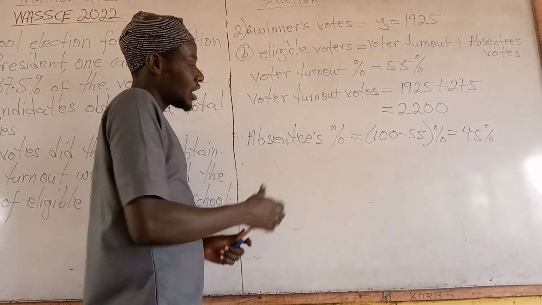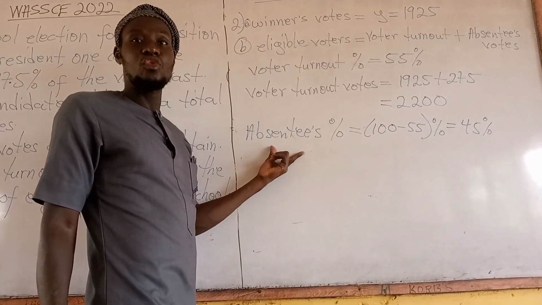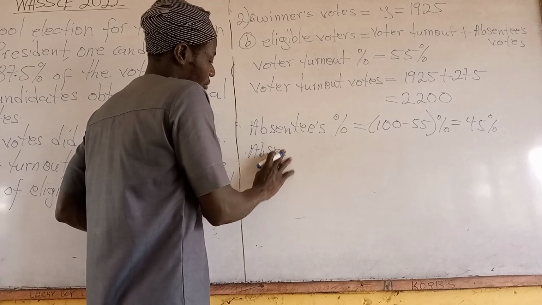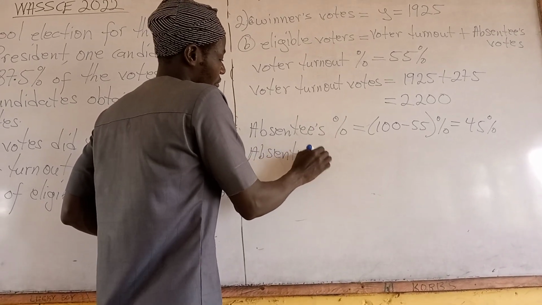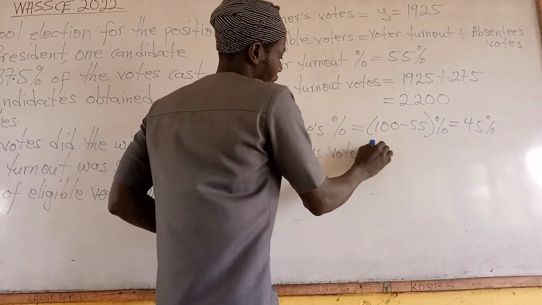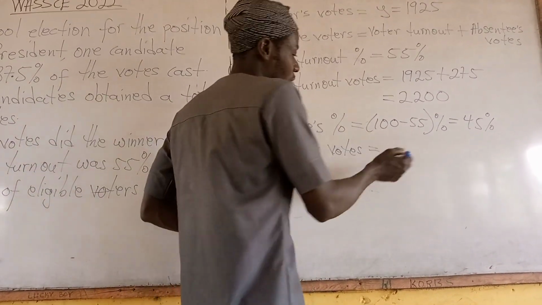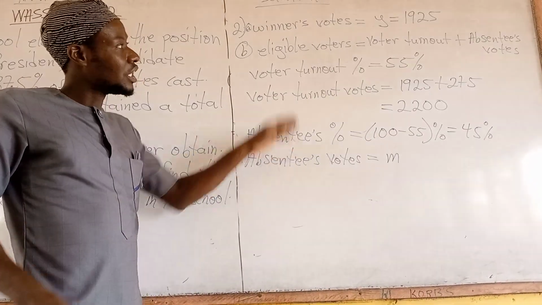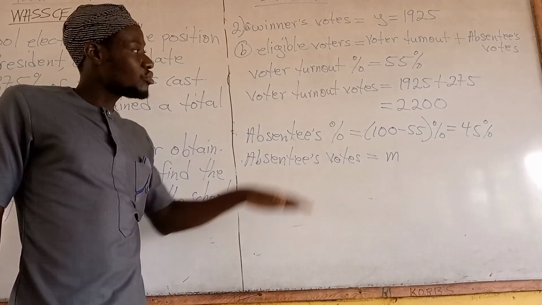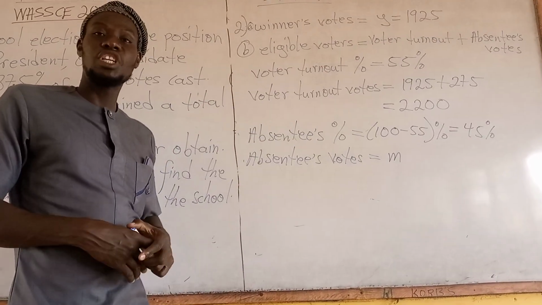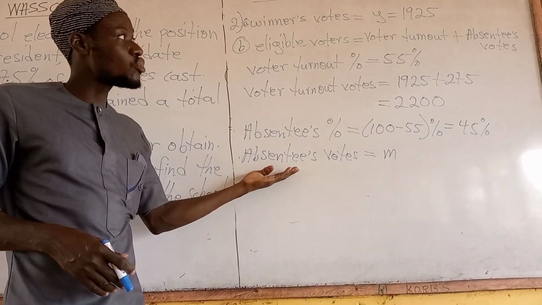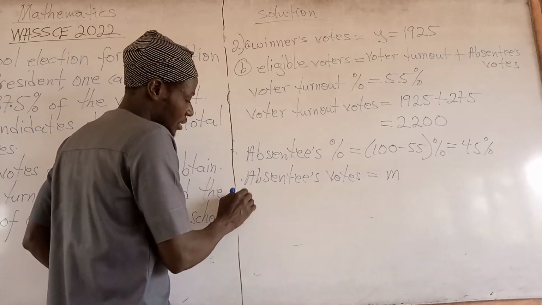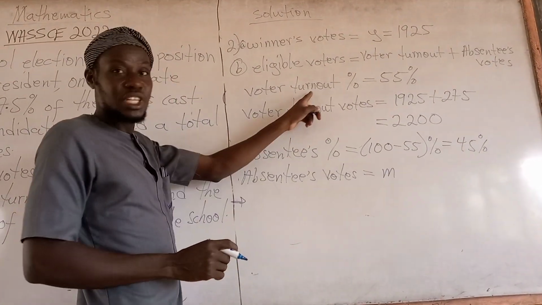So this is the percentage of those who didn't come to vote but are qualified to vote. And so now from here, we can use that to find the absentees votes. Absentees votes, we don't know it, so let's represent it with M. So the same way, using this information and with the concept of ratio and proportion, we can get the absentee votes to help us get the eligible voters in the school.